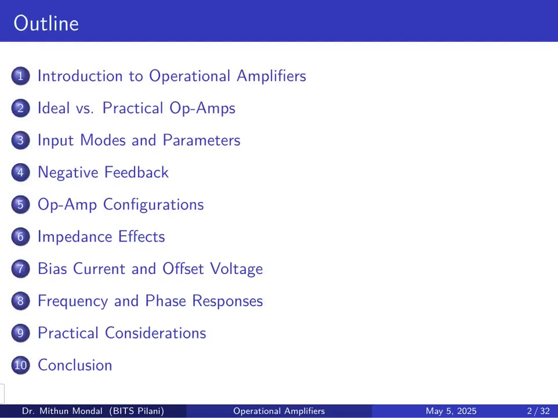First, we will see what operational amplifiers are, the difference between ideal and practical op-amps, the input modes and the parameters which are associated with operational amplifiers, what is negative feedback, and the configurations of op-amp in the positive and negative mode, the impedance effect, the bias current and the offset voltages, the frequency response of the op-amp in terms of the magnitude and the phase, the practical considerations that we make, and the conclusion.